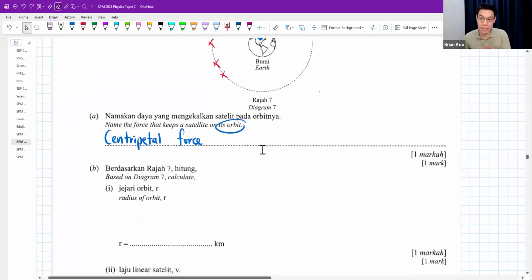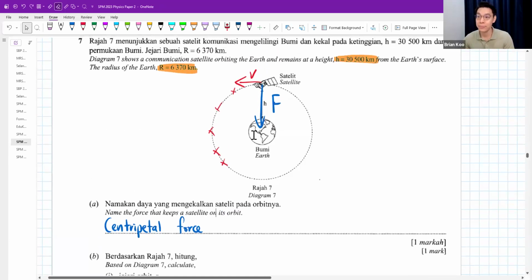Yeah. In this SPM, they also mark correct if you write gravitation. But it depends on that year and the mark schema. But B, calculate the radius of the orbit.